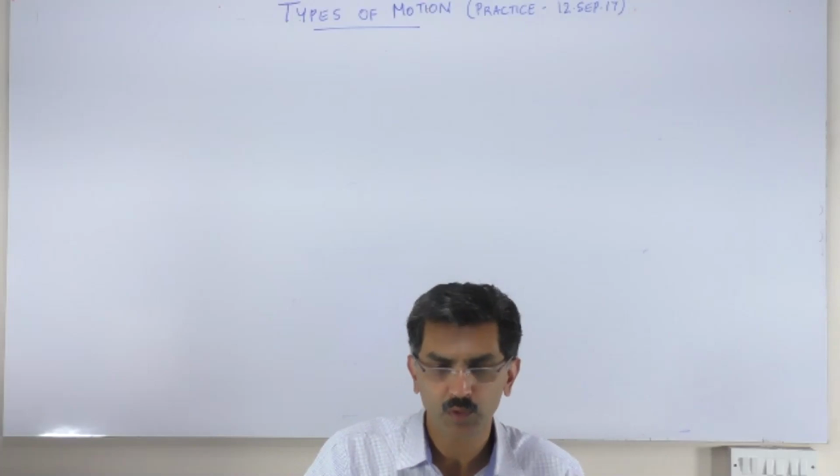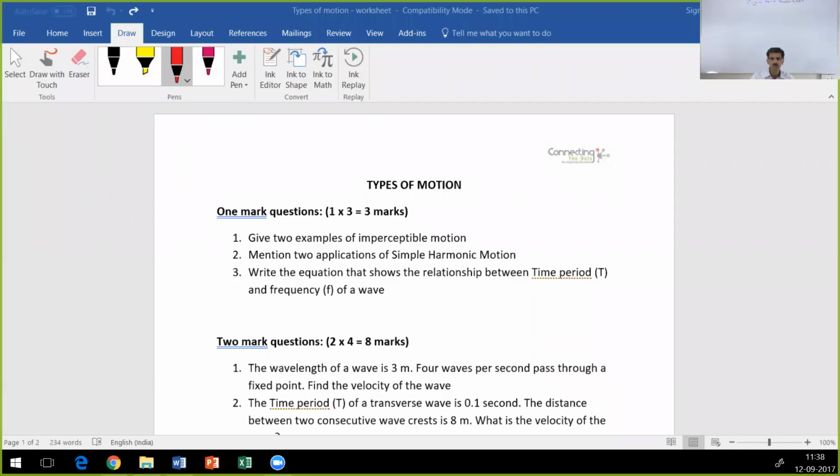So let us start with a series of 1-mark questions. There are 3 1-mark questions that we will be looking at. The first one, let us focus on the first one. Give 2 examples of imperceptible motion. Now, what is the meaning of imperceptible motion? Let's discuss that. Please write down the question before I give you the answer.